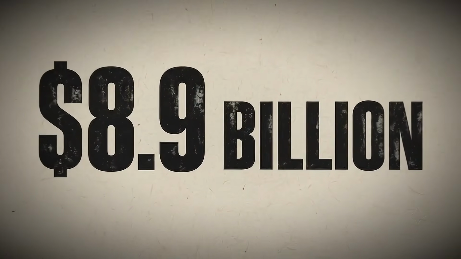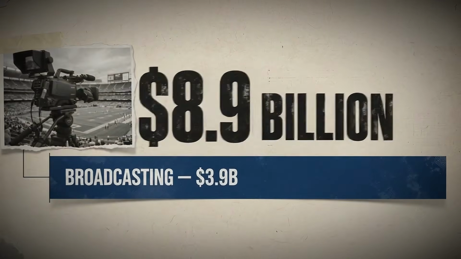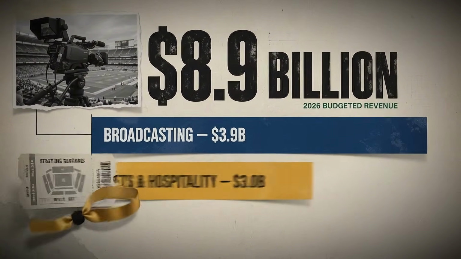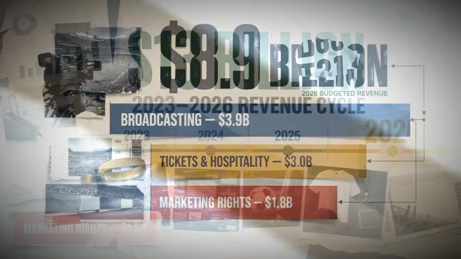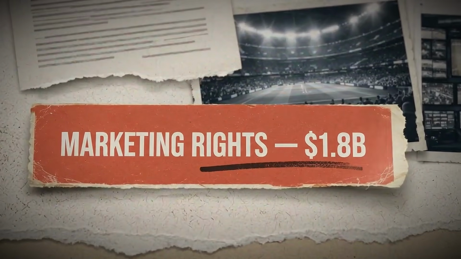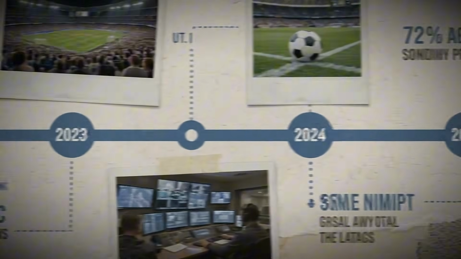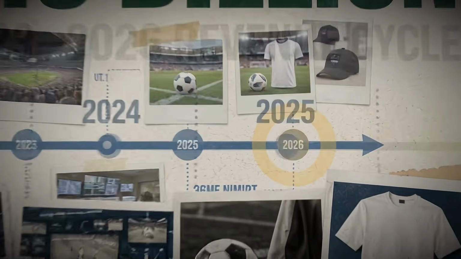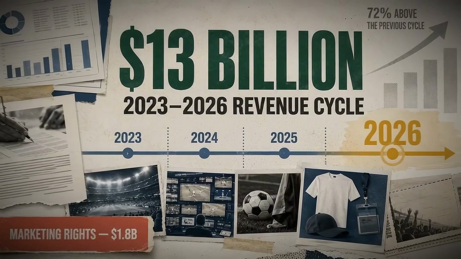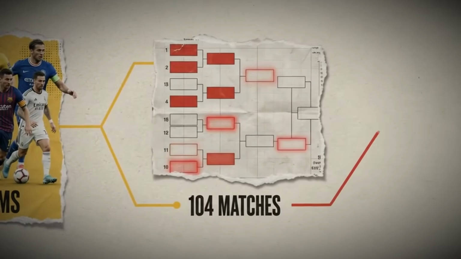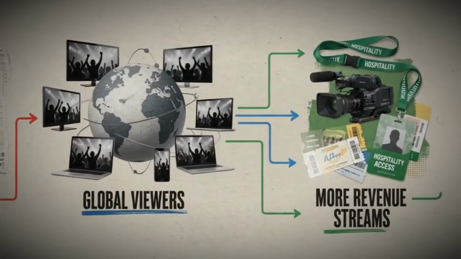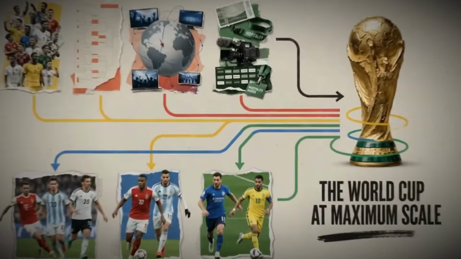FIFA budgeted nearly $8.9 billion in 2026 revenue. Around $3.9 billion came from broadcasting and $3 billion from tickets and hospitality. Marketing rights added another $1.8 billion. Across the full 4-year cycle, FIFA expected a record $13 billion in revenue. So the secret wasn't one massive deal, it was scale. More teams, more matches, more viewers, and more ways to monetize every moment.